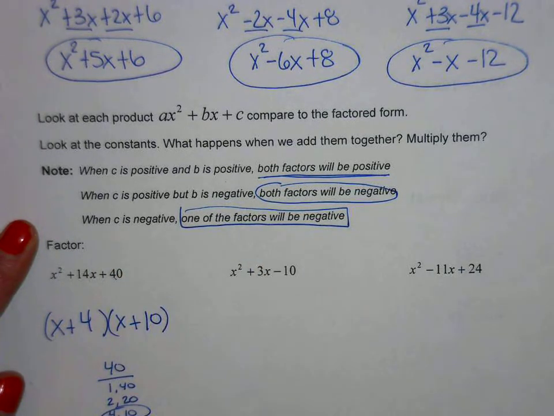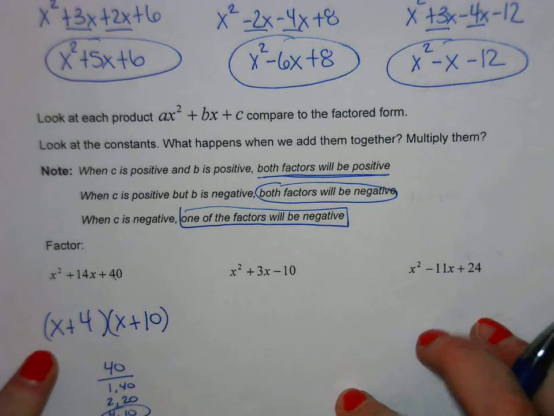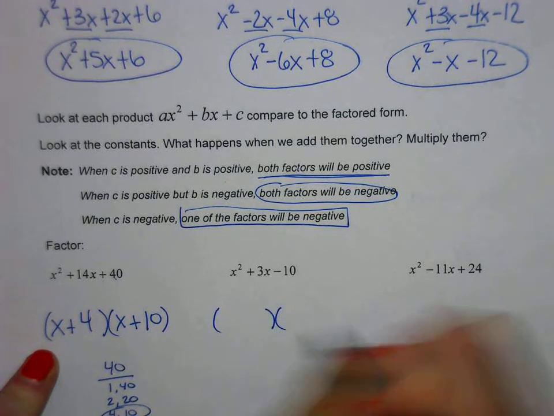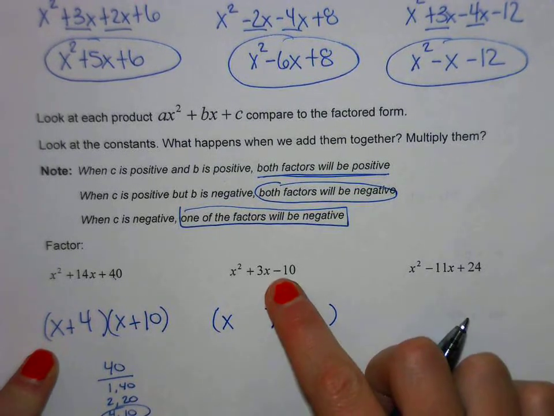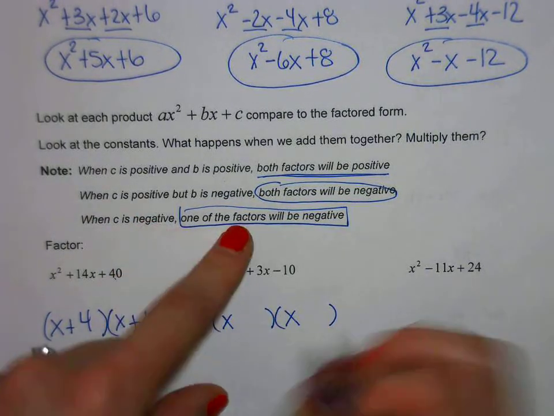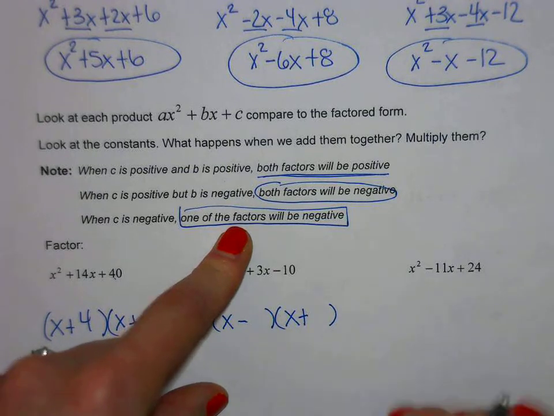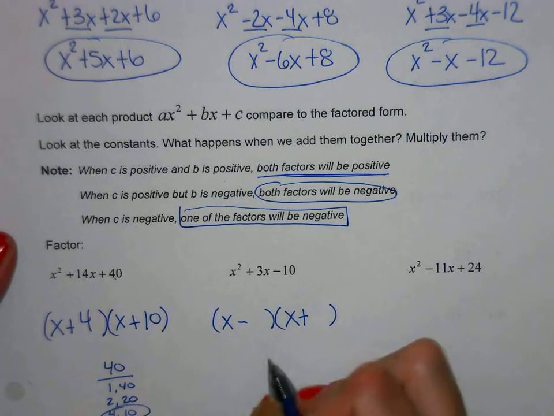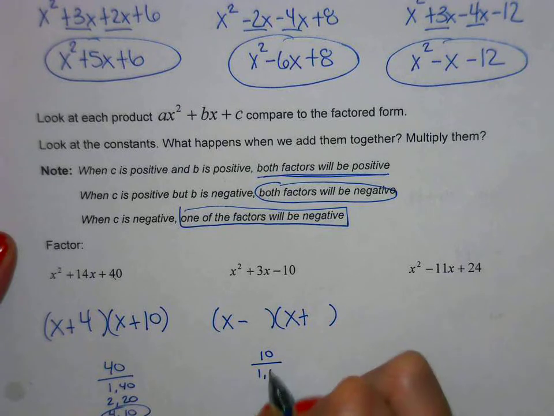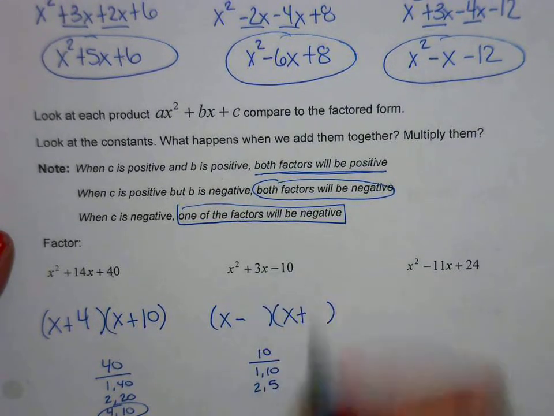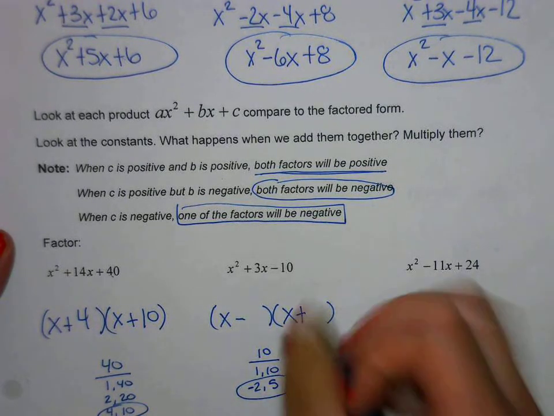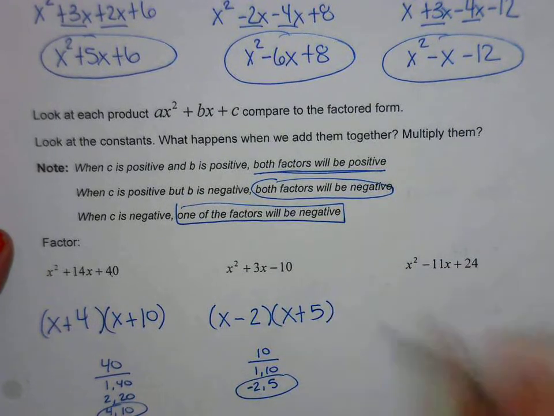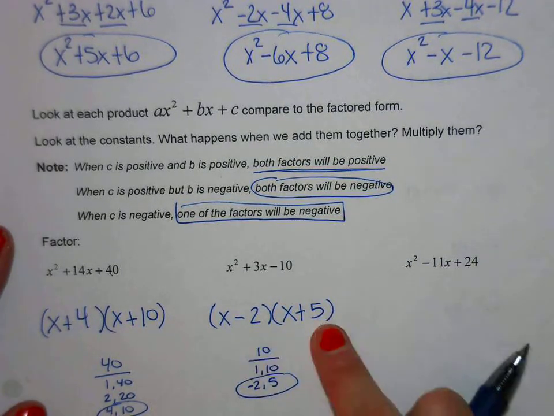Let's factor this one. To get my x squared, I know I need an x and an x. My c is negative, so one needs to be negative and one needs to be positive. So let's factor our 10. We have 1 and 10, and 2 and 5. To get to our 3, we would use 2 and 5, and to have a positive 3, we'd have to have negative 2 and a positive 5. So negative 2 times 5 is a negative 10, and negative 2 plus 5 is a positive 3.